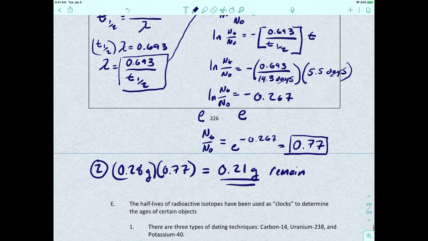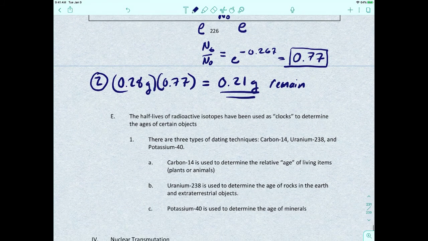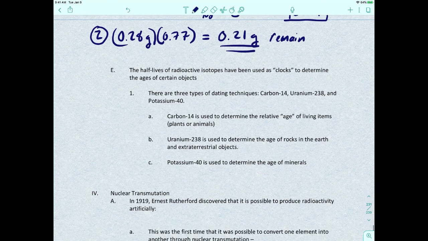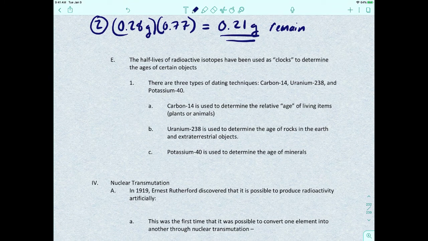Now, the half-lives of radioactive isotopes have been used as clocks to determine the ages of certain objects. Right now, there are three types of dating techniques out there: carbon-14, uranium-238, and potassium-40. Carbon-14 is used primarily to determine the relative age of living items like plants or animals. Uranium-238 is used to determine the age of rocks in the earth and also extraterrestrial objects. And potassium-40 is used to determine the age of minerals. So we can do different types of radioactive dating depending on the materials that we're dealing with.